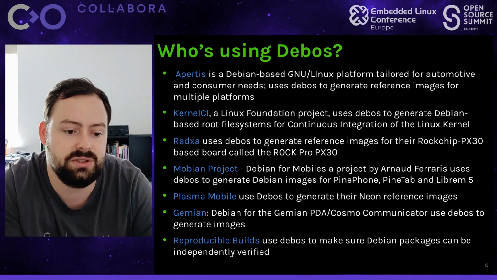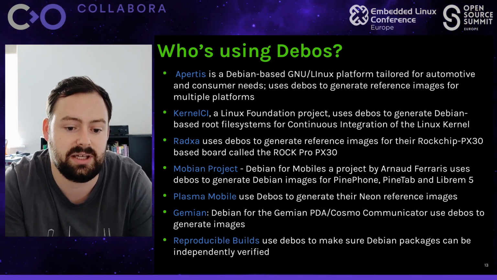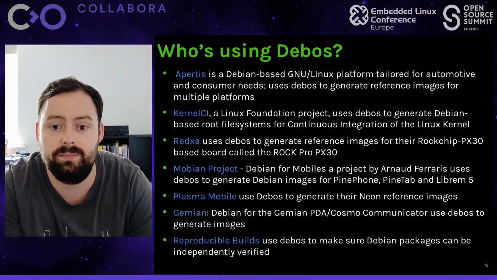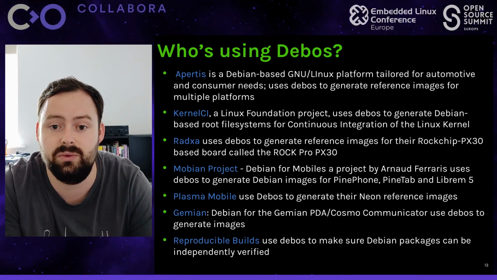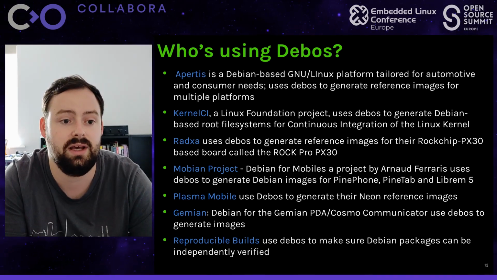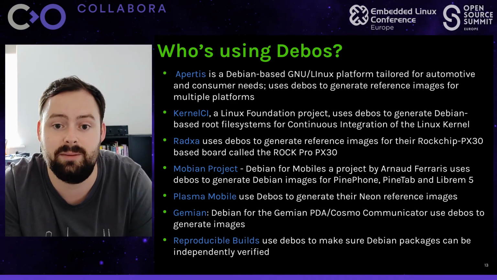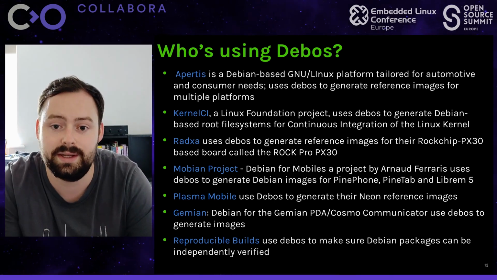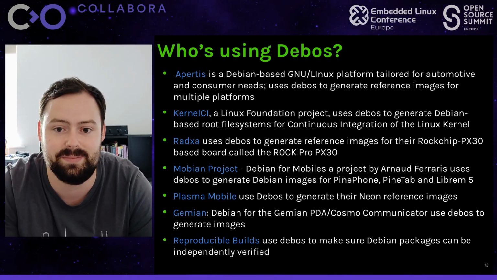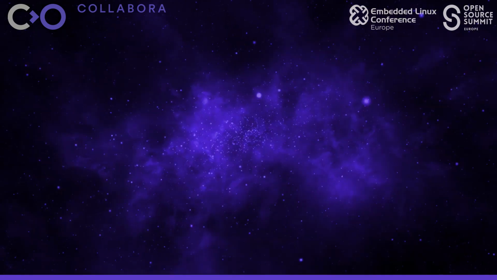And Reproducible Builds use Debos to make sure Debian packages can be independently verified by creating images, really, for base images for the reference build system. There are plenty of people using Debos. If I've not included you on the list and you're upset about that, please email me and I'll add you to the list for the next time I make this presentation.